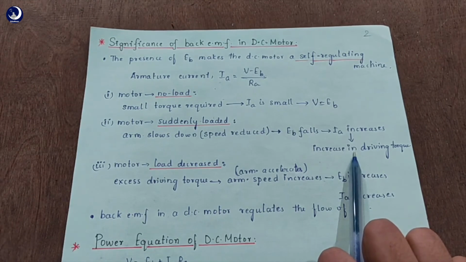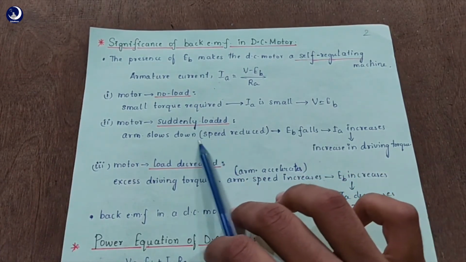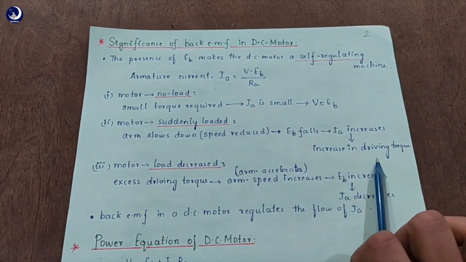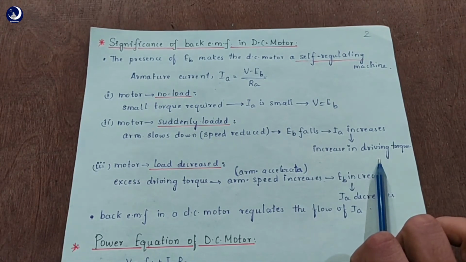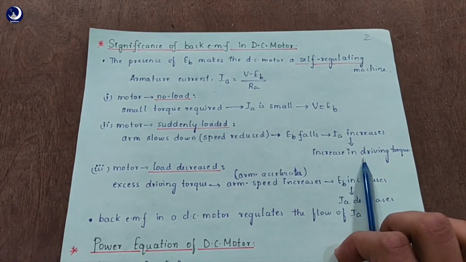Okay, so now listen carefully. The driving torque increases as the motor slows down, right? As the motor slows down, the driving torque increases. The motor will stop slowing down when the armature current is just sufficient to produce the increased torque required by the load. You got the point?